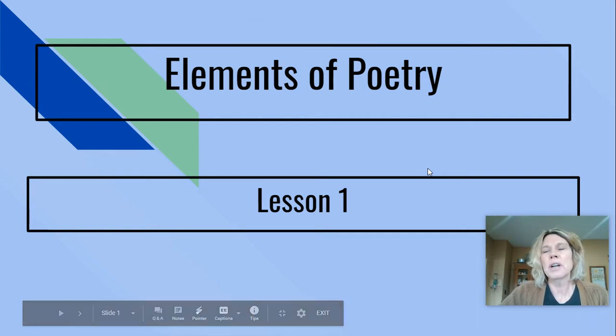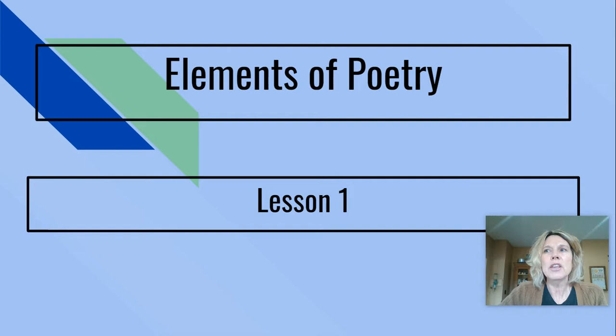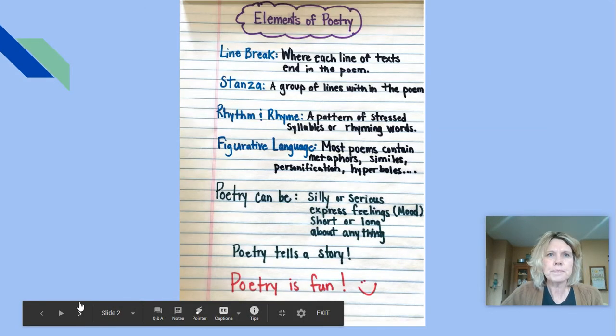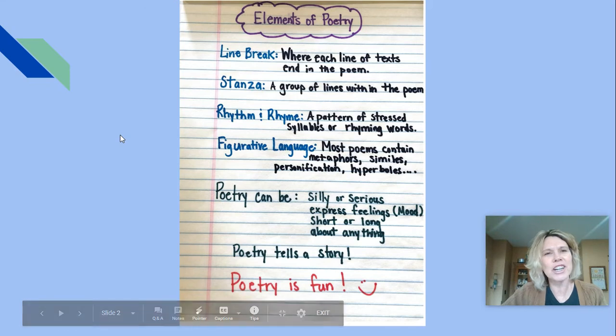Poetry is a special kind of writing. It uses not only words, like all our authors use, but it also has a certain form, a certain rhythm, a certain pattern. So we're going to take a look at some of those elements today. So let's go to slide 2. And here's my chart. Yay, charts.